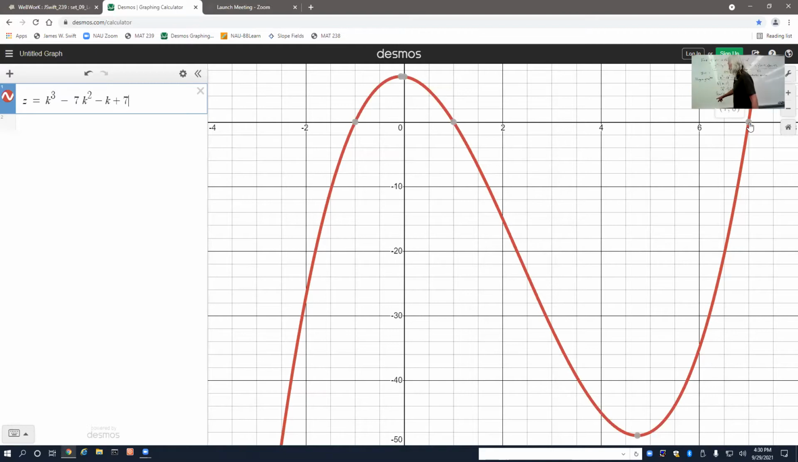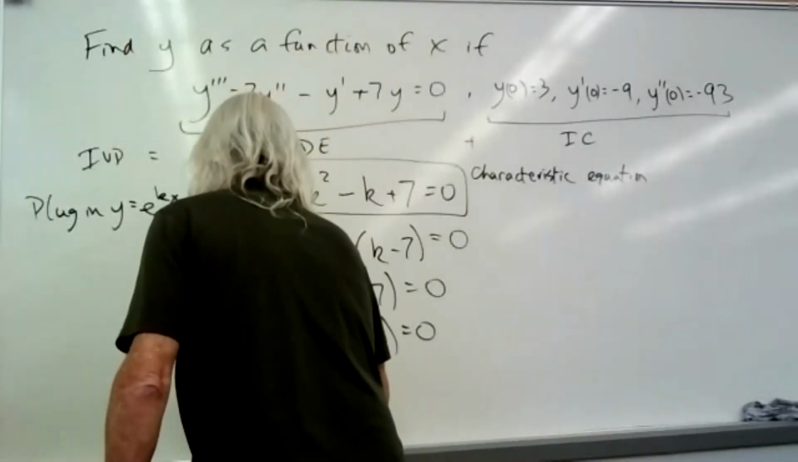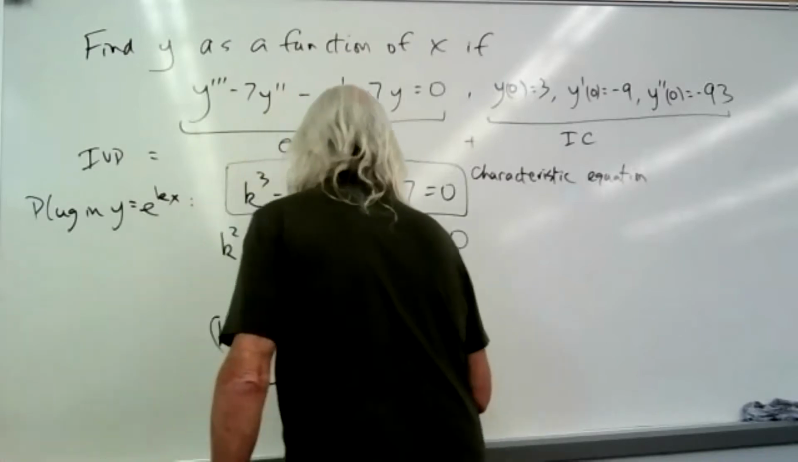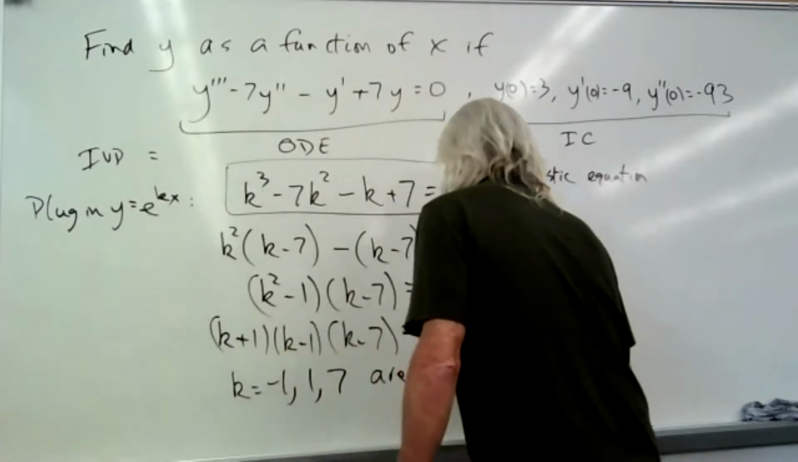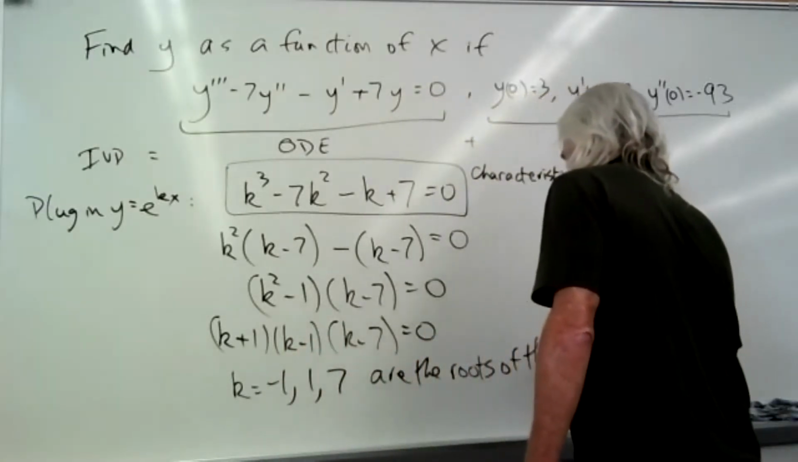Remember, the factor k plus 1 corresponds to the root k equals negative 1, right? So the 3 roots of the characteristic equation are negative 1, 1, and 7.